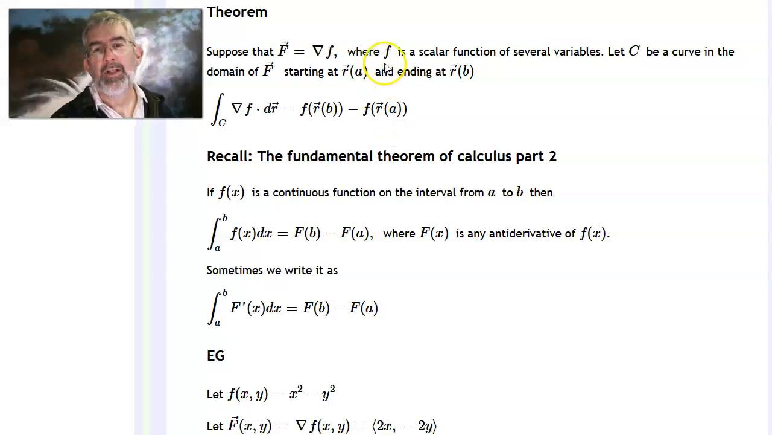Essentially, little f here is the potential function for capital F. Capital F is the vector field. Little f is the scalar function whose gradient is that vector field. So it's the potential function. Let's do an example.